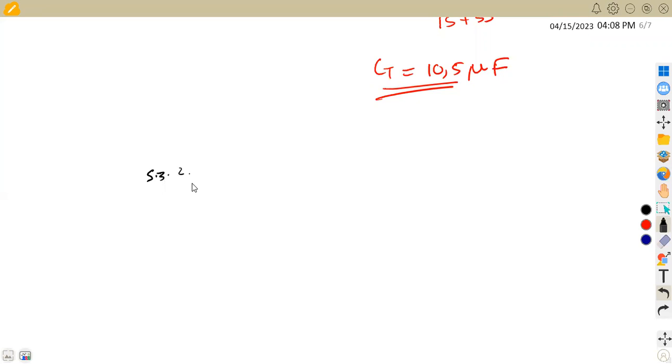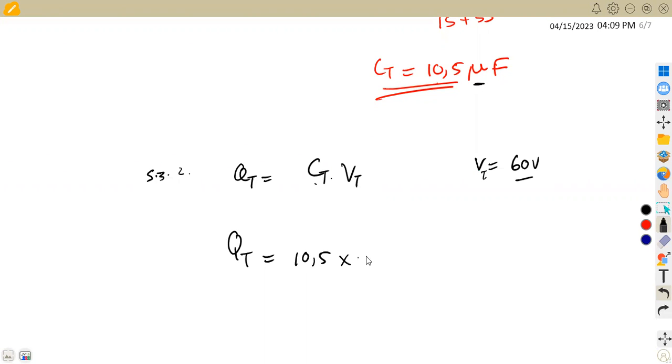Remember, if you are to calculate charge, which is the total charge in this case, that's the total capacitance times the total voltage that you're given. You're given a voltage of 60 volts, which is acting across, which is your total voltage. So total charge is going to be that total capacitance, 10,5 microfarads, times 10 to the power of minus 6, times the voltage of 60 volts.